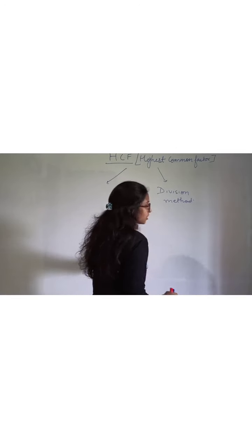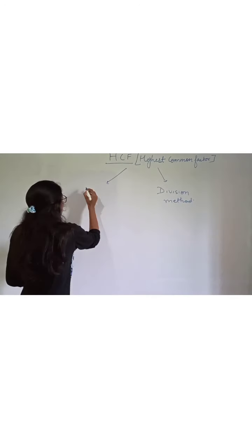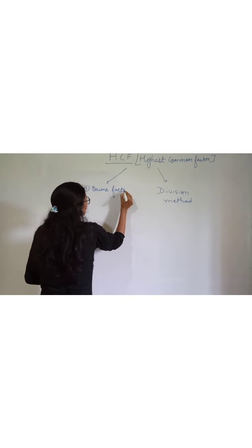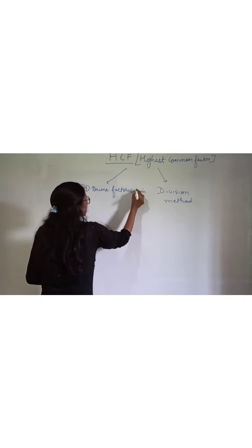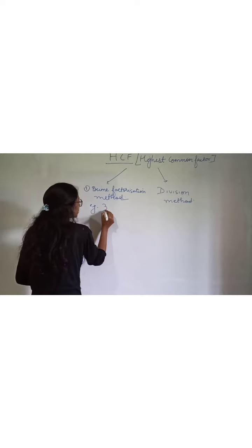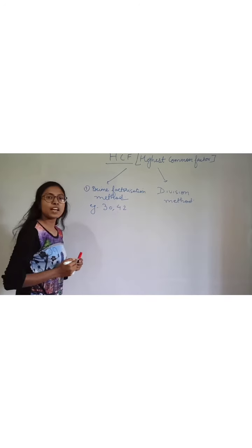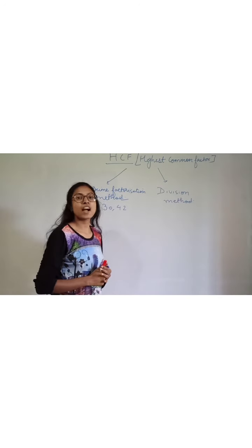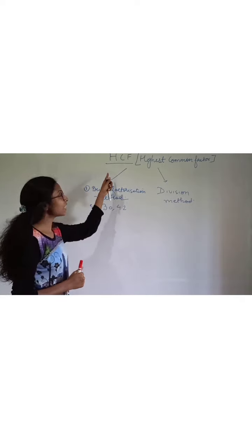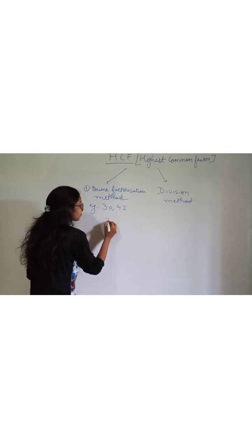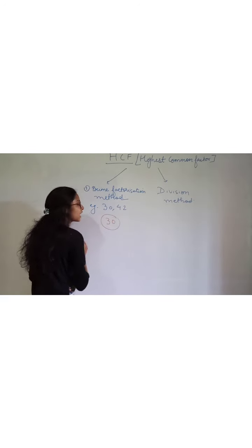So first we will start with the prime factorization method. Let's take the example, say 30 and 42. So what we have to do? We have to find out the factors of 30 and 42. Then after finding the factors of 30 and 42, we will find the HCF, that is the highest common factor. We can find this with the help of the factor tree method. Suppose we are doing this with the help of the factor tree method.